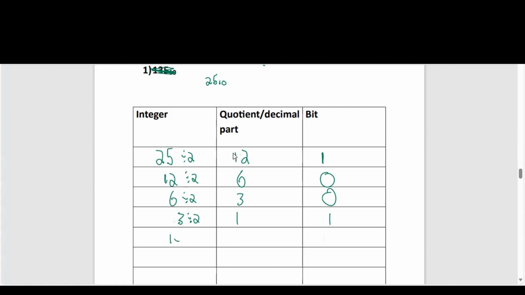You go again, 1 divided by 2, it's 0, and the remainder will be 1. So you read from the bottom up. This here will just be 11001 in base 2. That's really the idea. It's not going to change. Let's try the next one. Let's try a bigger one and see.